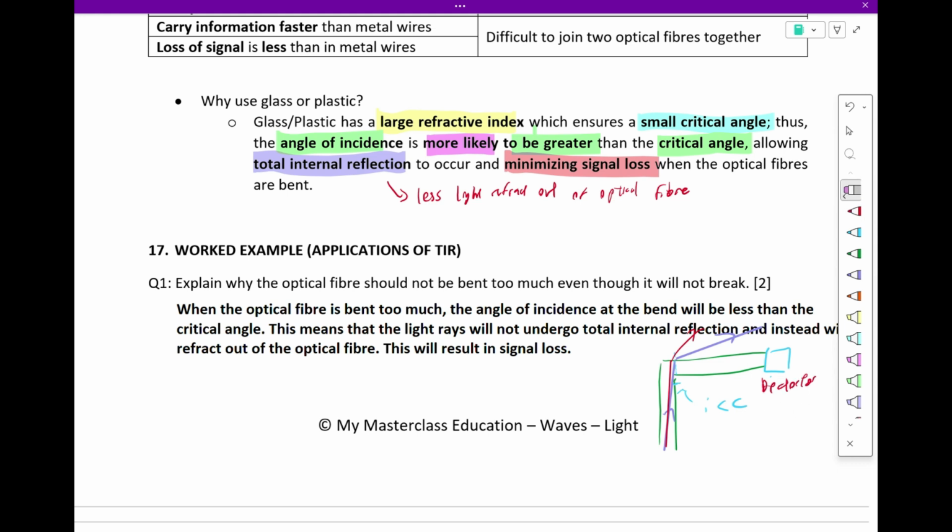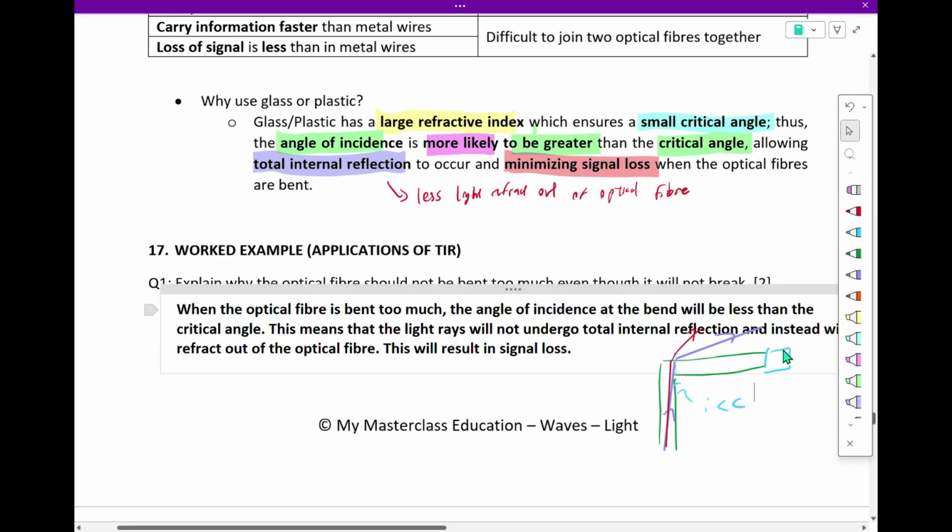Okay, this is the detector. I'm not sure why the spelling is not right. Never mind, detector. Sadly I don't know how to spell, but basically that's the detector. Okay, so that is how the light is supposed to reach the signal.